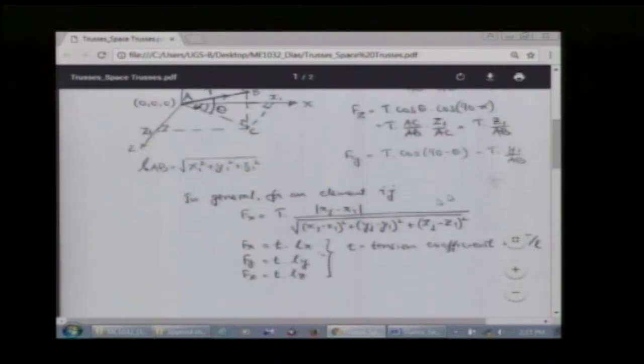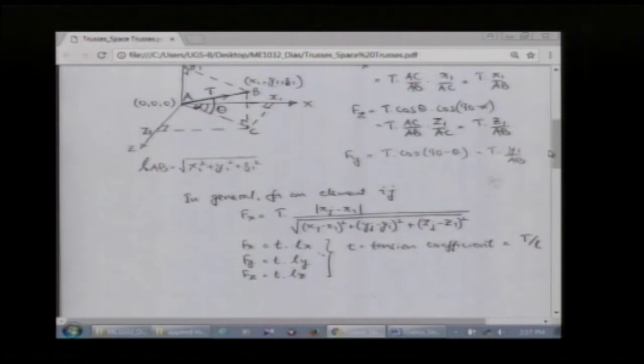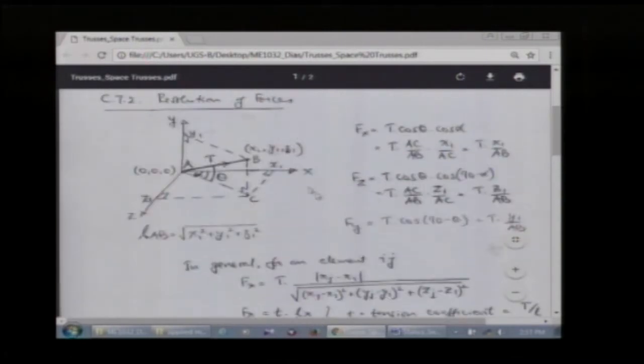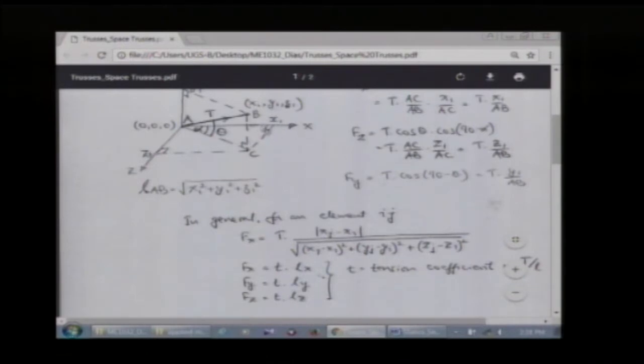So in general, for an element ij, the x component will be the force in the member times the difference between the x values, divided by the length of the member. Here this is x1 and here we are assuming it to be 0, but in general it will be xj minus xi. So we can write it in short form as Fx is equal to T divided by L, that is the force divided by the length of the member, times Lx, the length in the x direction.